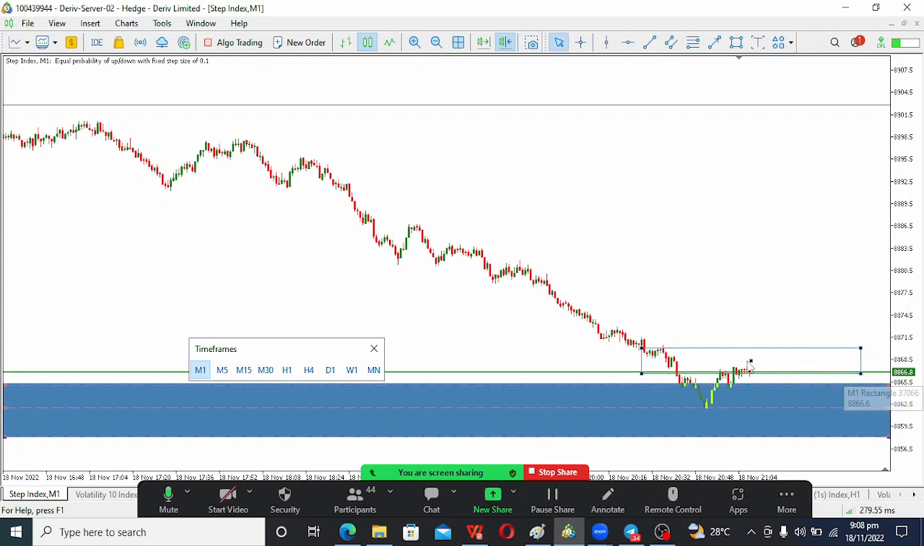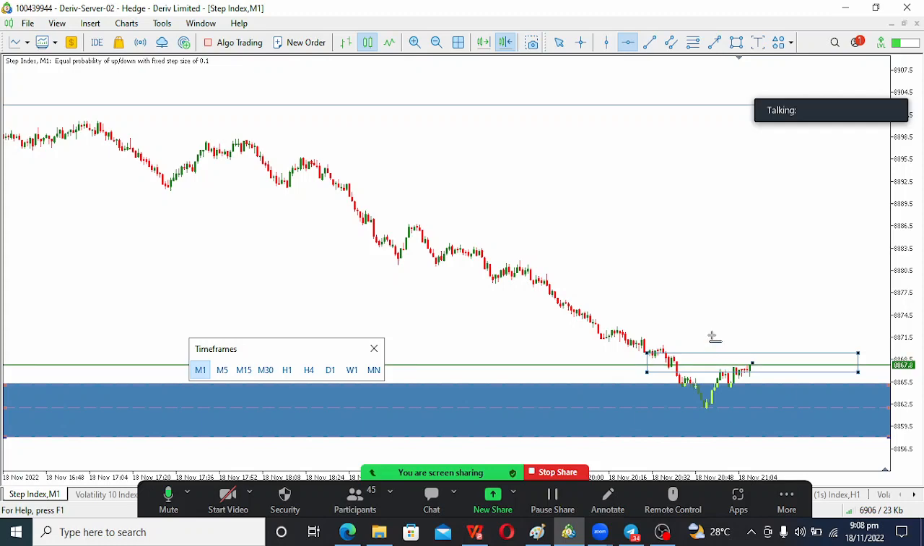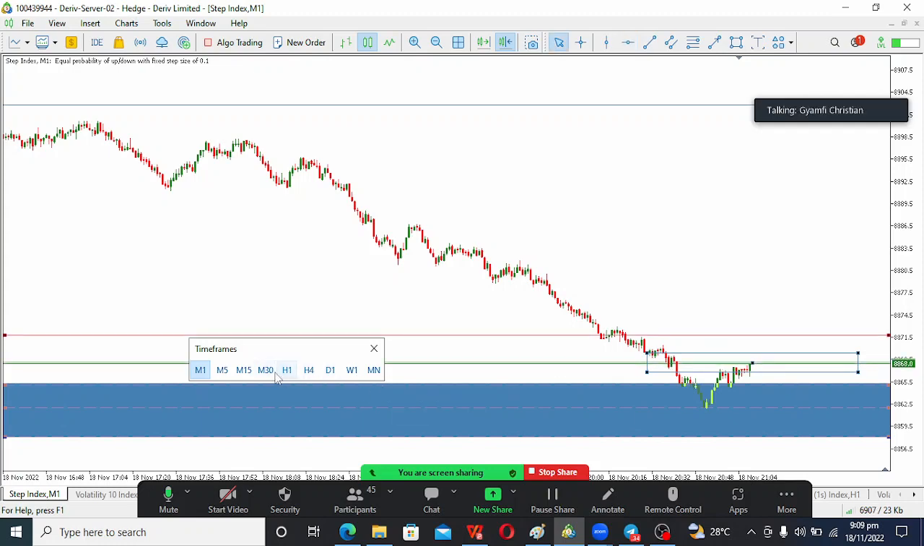I think there was a channel and it got broken, then it retested and then it has come to retest that zone again. Perfect. So on the lower time frame, on 1 minute, there is a tiny zone, right? So above that zone, that's where I'll put my stop loss.